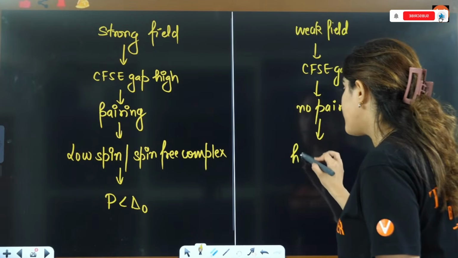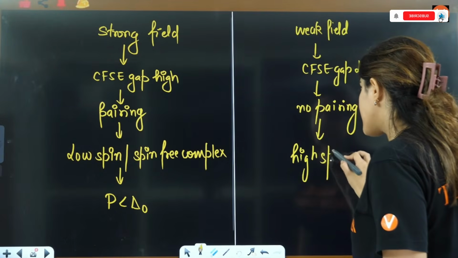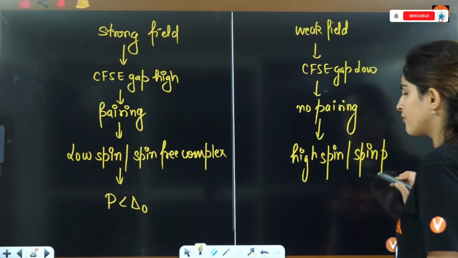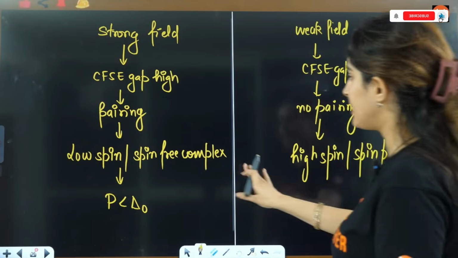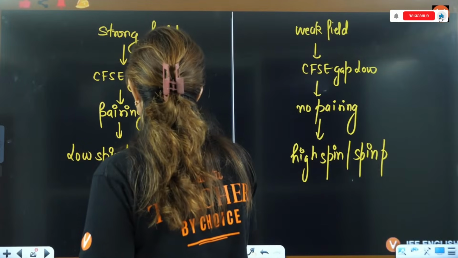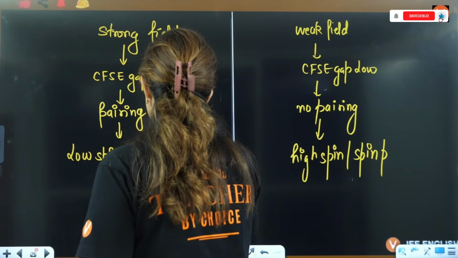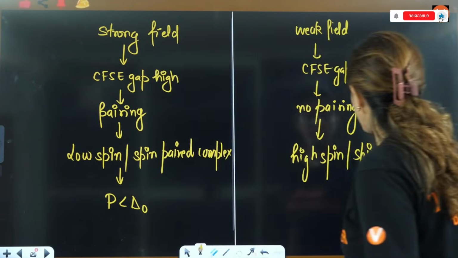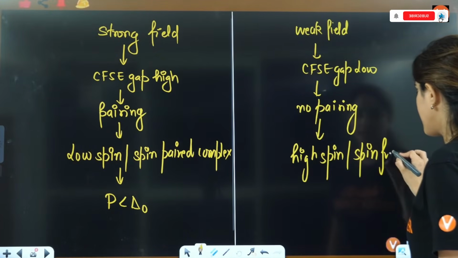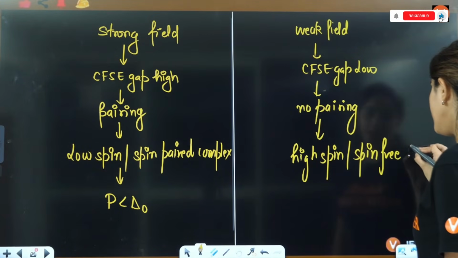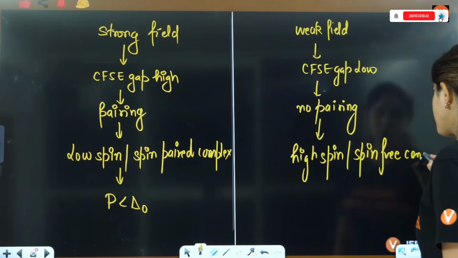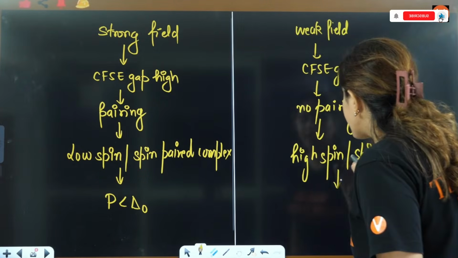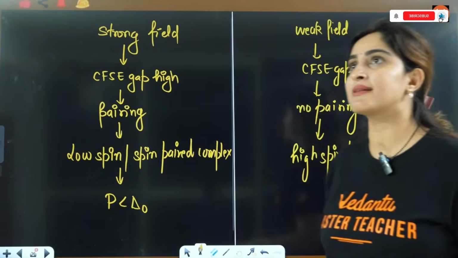And they will be high spin complex. That is also called as spin free complex. Wait a minute, I am so sorry. This will be spin paired complex, okay, spin paired complex. And this is going to be spin free complex, right? Because more spins will be there. High spin is there.